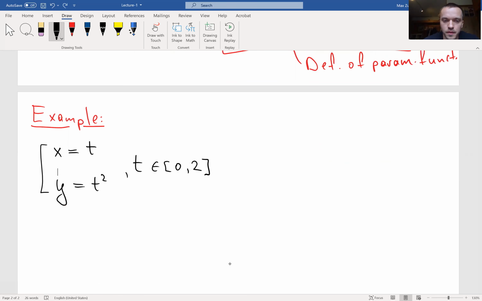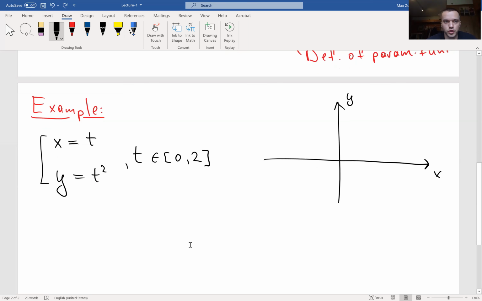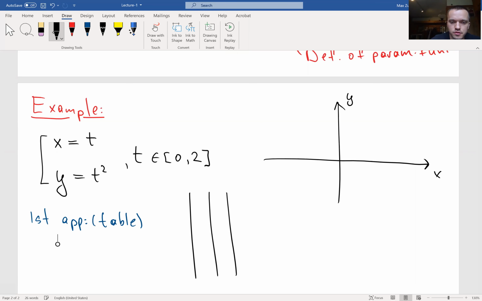So what we're going to obtain. First, we're going to have our Cartesian coordinates, which is x and y. And do you remember how to graph functions from when you learned in middle school? Let's use the first approach, which is going to be doing the table. So for that, we're going to make 3 columns, t, x, y.